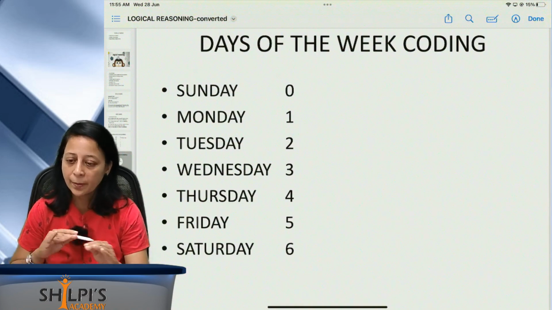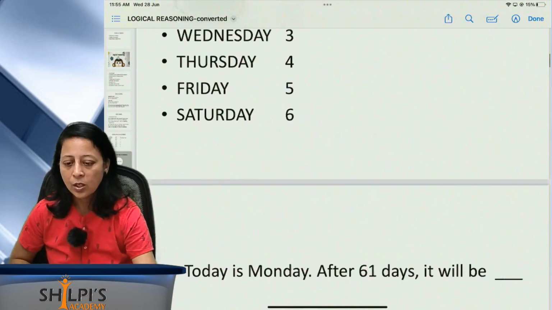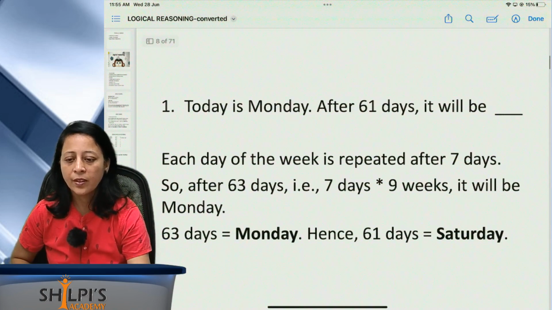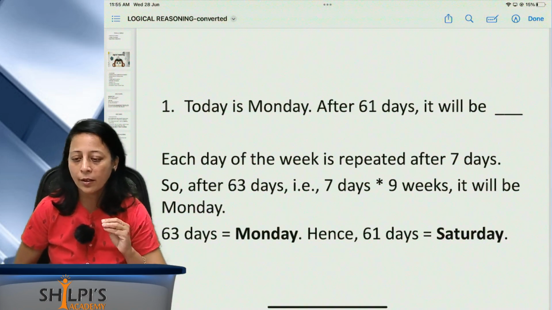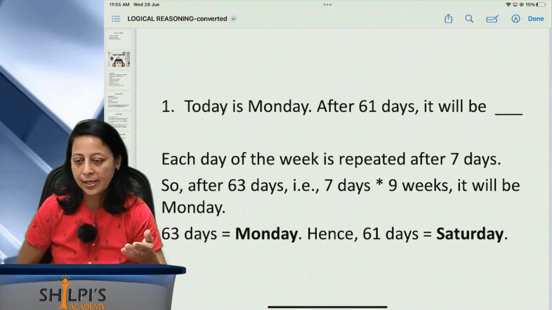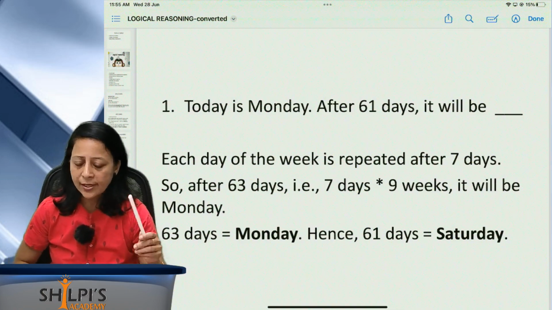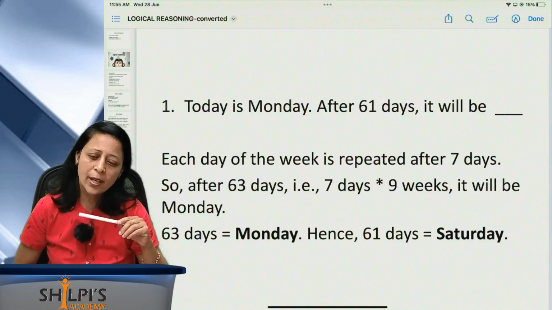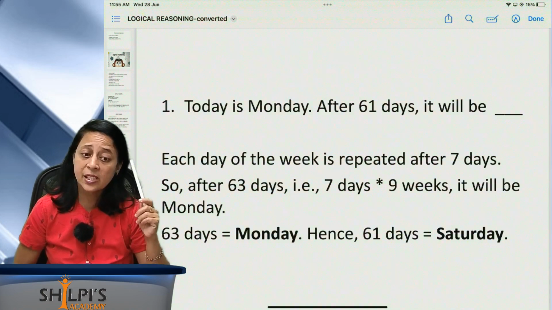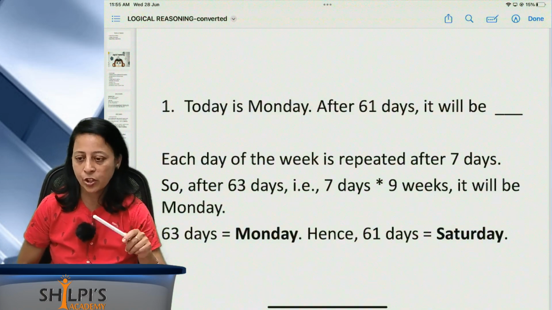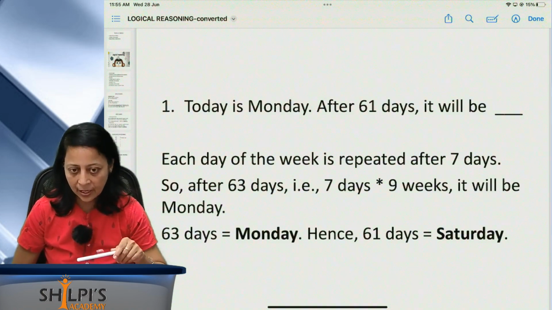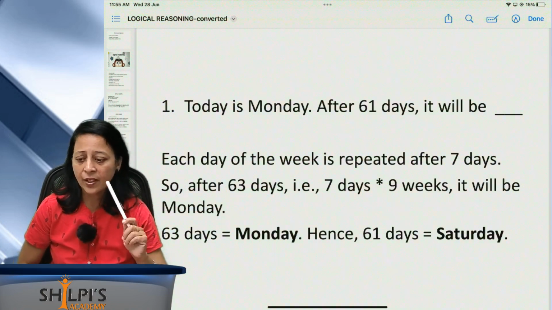Okay, these are the very basics for us to start with. Now we'll do a small example for you to understand the odd days in a better way. Today is Monday. After 61 days, it will be what day? Today is Monday. After 61 days, how is it going to be?